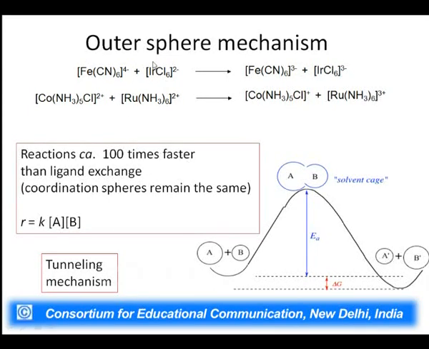In this case the coordination sphere remains the same, while the oxidation state of this has changed from 2 minus to 3 minus. And in this other case, one goes from plus 2 to plus 1, and the other has increased from plus 2 to plus 3, whereas the coordination sphere remains as such. So the complexes undergo this ion pair state or sort of tunneling mechanism, and then they reach the products without any exchange of the ligands or the solvent molecules in between.